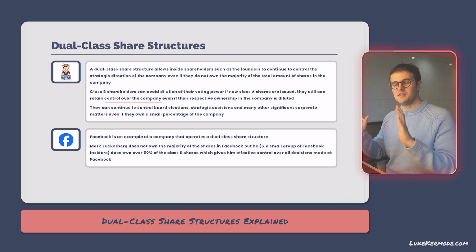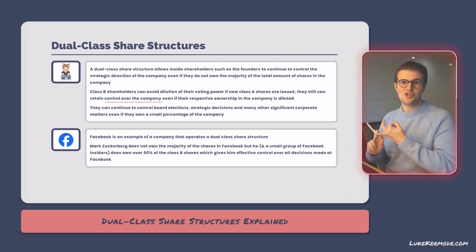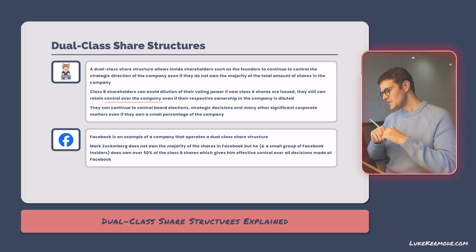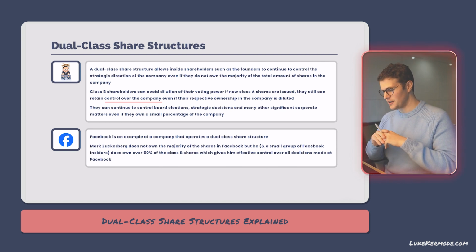So what it means is company managers continue to control board elections, votes on potential mergers and acquisitions, and all the other significant corporate matters, even if they own a small percentage of the company's outstanding shares. And Facebook is a typical example of a company that operates a dual class share structure.